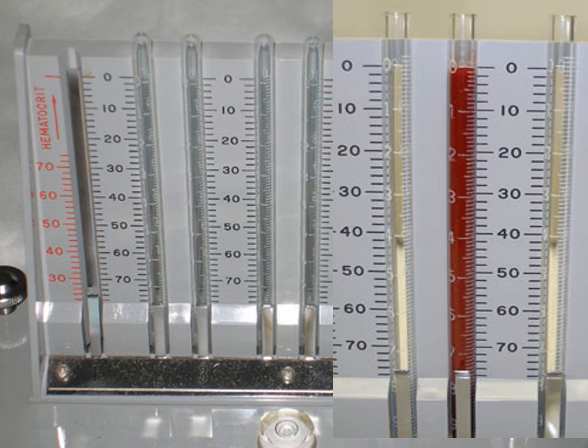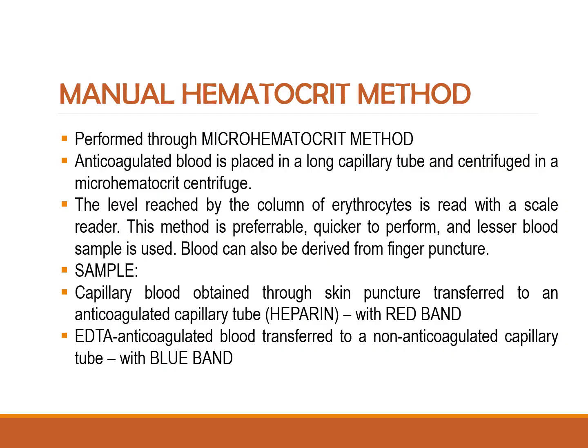The scale with the markings from 0 to 100 starting from the top going downwards is used in the ESR determination. Whereas if the markings from 0 to 100 start from the bottom going upwards, it is used for the hematocrit or packed cell volume determination of our patient.